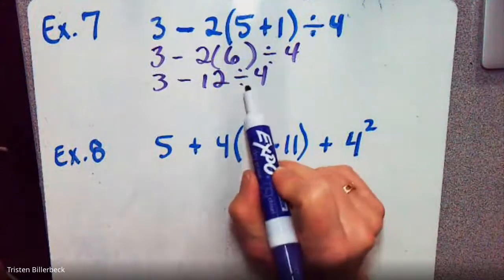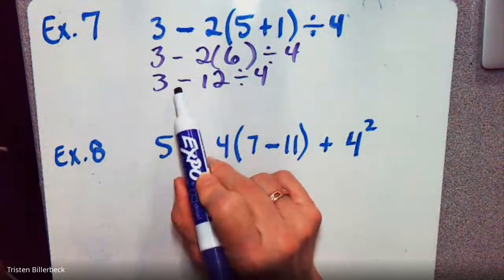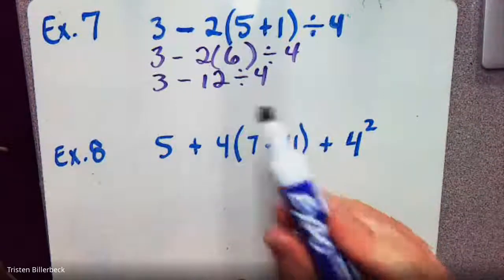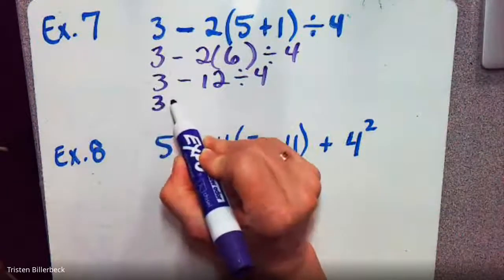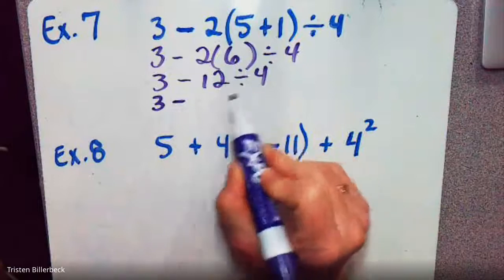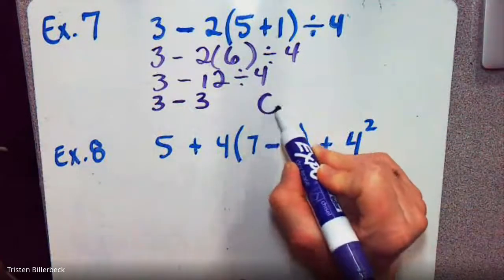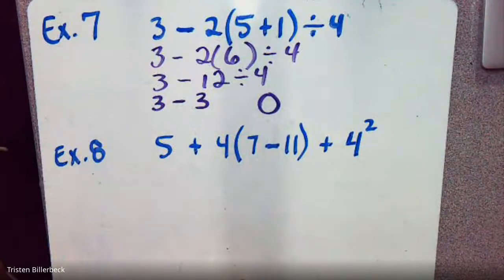So division supersedes subtraction, so it comes first. So we have 3 minus, and then 12 divided by 4 is 3. So 3 minus 3 is just 0. Believe it or not, that was just 0.